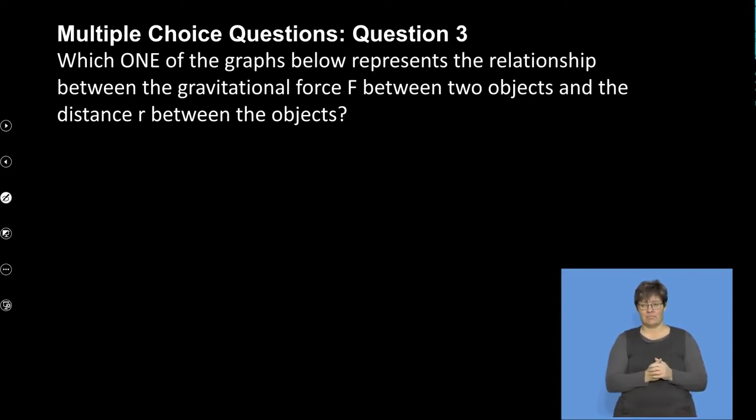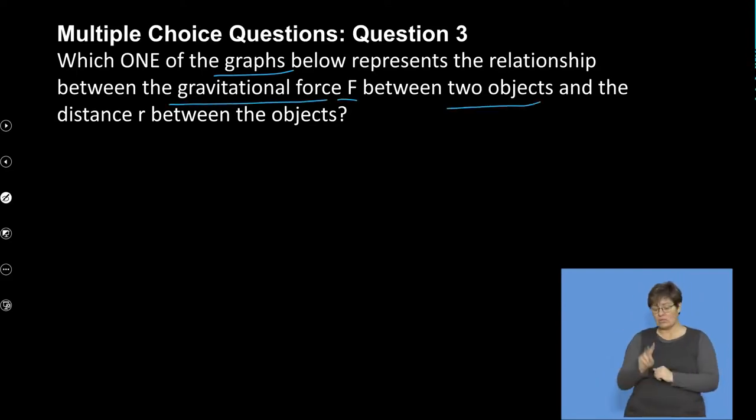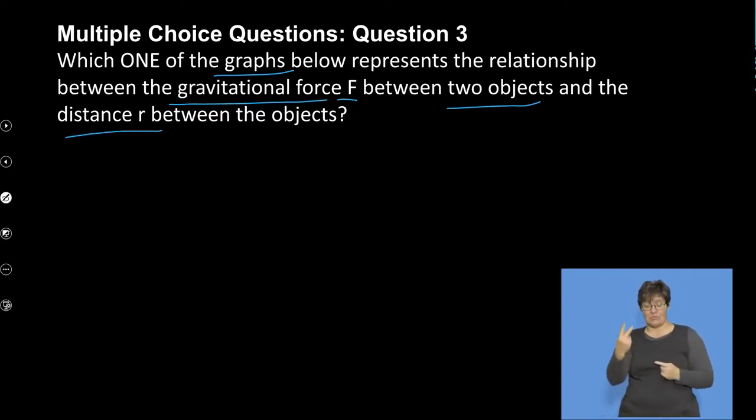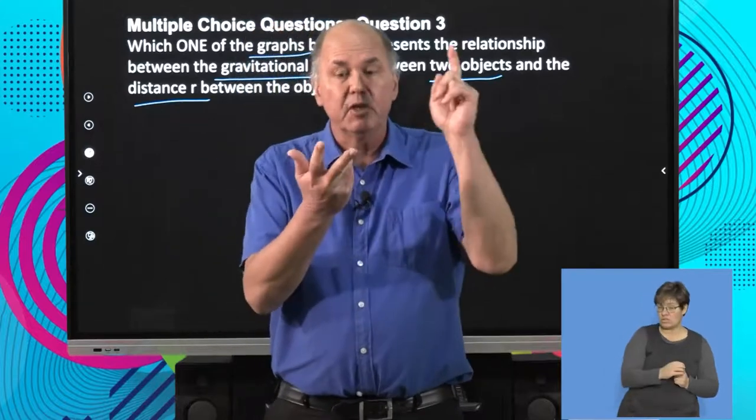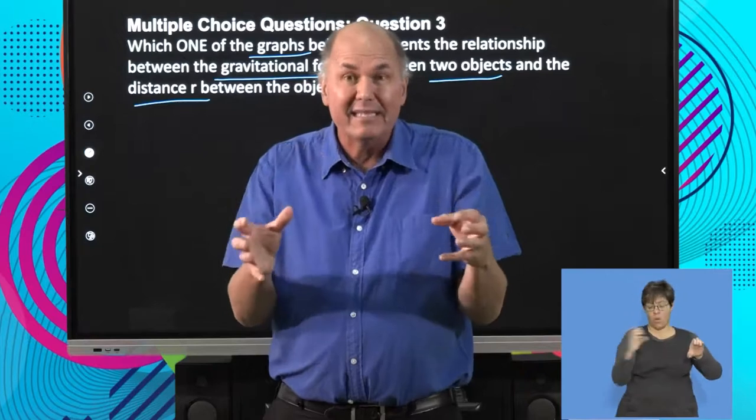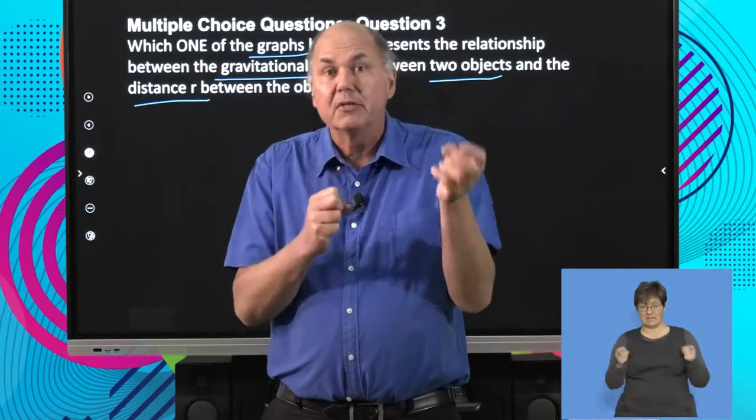We're told here, which one of the following graphs represents the relationship between the gravitational force F and 2 objects and the distance between them? So immediately I see this. I've got force, the mass of 2 objects, and the distance between them. So they're not saying mass here. And if we look at the graph, we'll see the graph is force and it's related to the distance. So immediately I'm starting to say, well, what's the formula? What's the law? And those are the critical questions I'm asking.